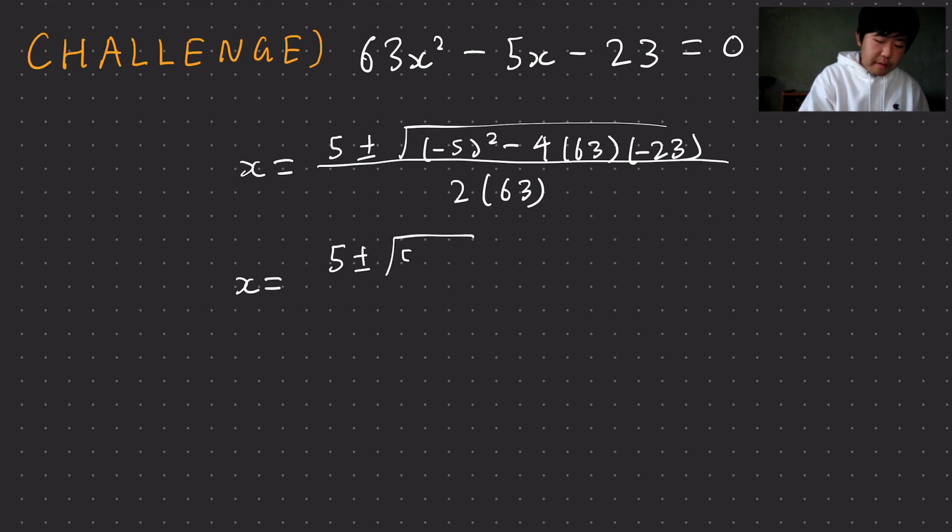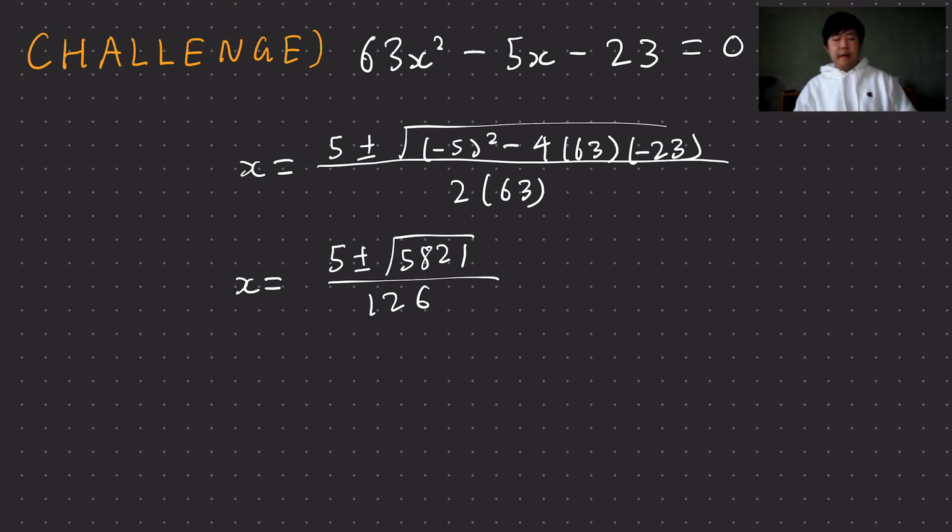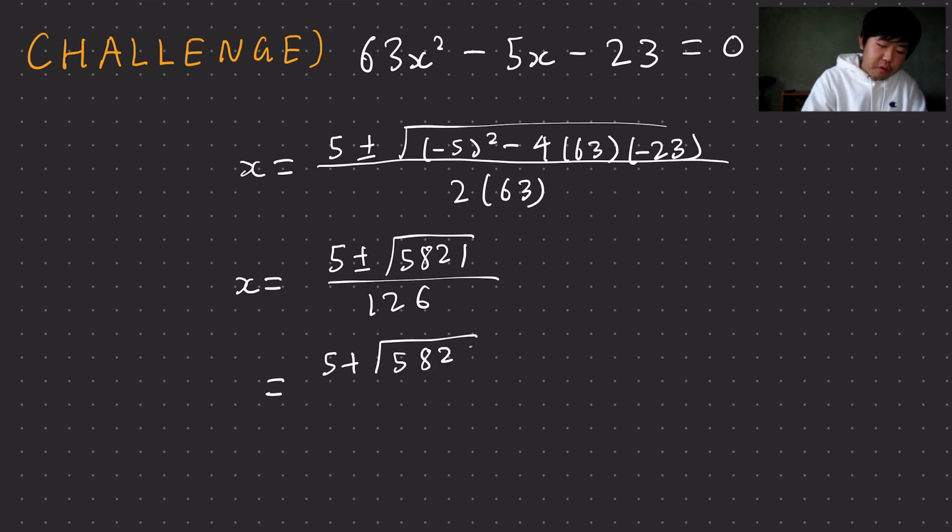5,821 over 126. And here it looks like we can't simplify the root, so that's the answer. It's going to be 5 plus root 5,821 over 126, or 5 minus root 5,821 over 126.